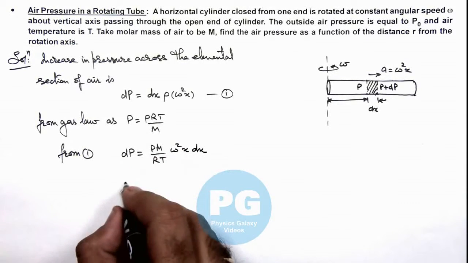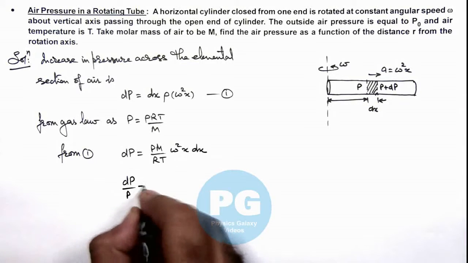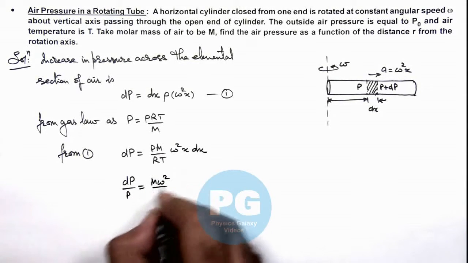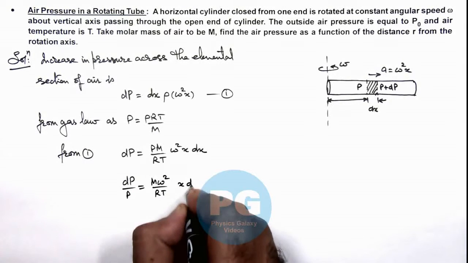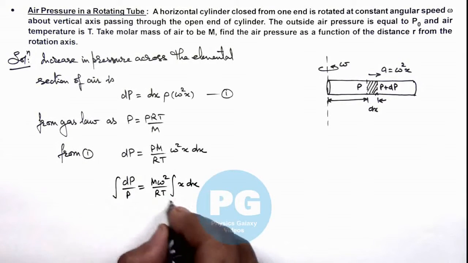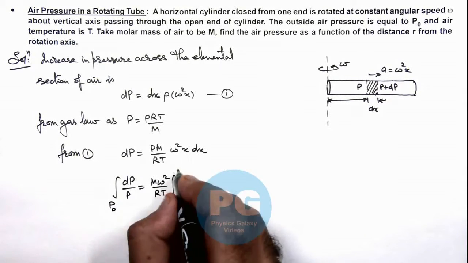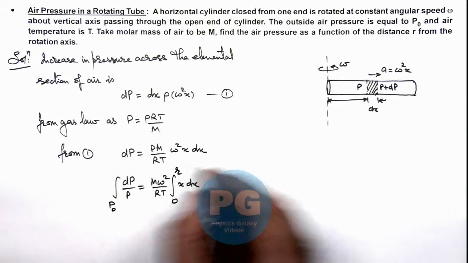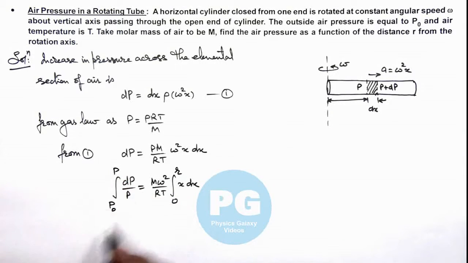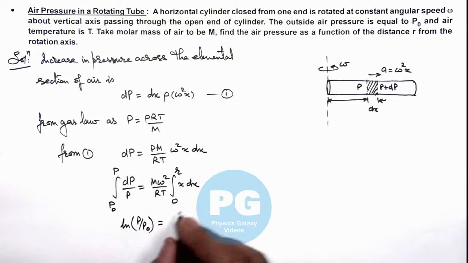Here P can be taken on the other side, so dP by P is M omega square by RT multiplied by x dx. If we integrate this relation, at x equals 0 the pressure is atmospheric pressure, which is P0, and at a general distance r from the rotation axis the pressure is P, then it can be given as ln of P by P0 is equal to M omega square r square by 2RT.